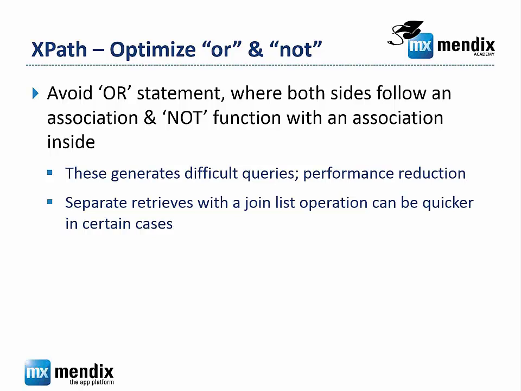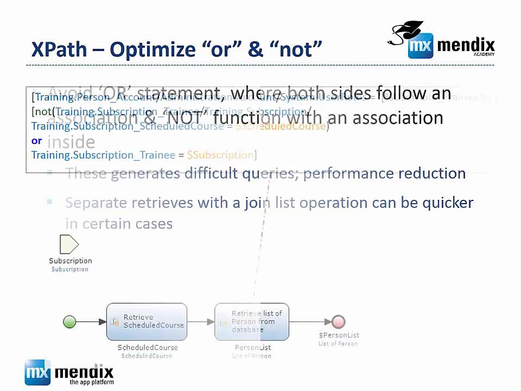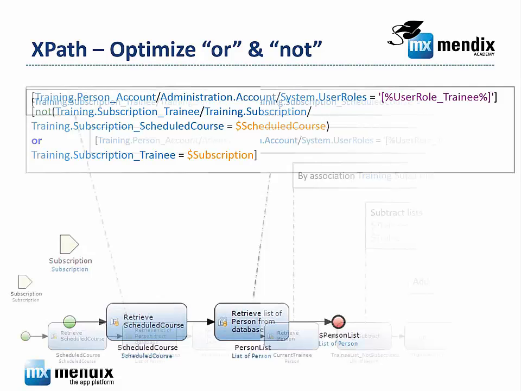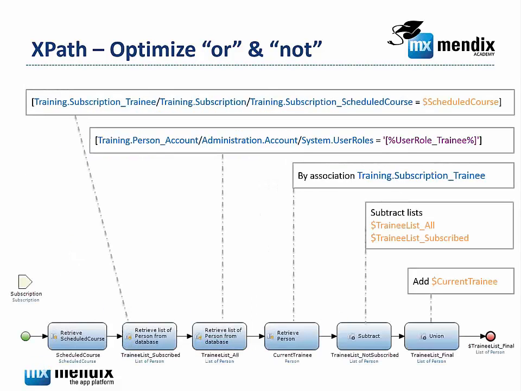And sometimes it's better to actually retrieve multiple objects and do list operations rather than do one large, complicated XPath constraint. So here's an example of a very, very large XPath constraint. So you want to retrieve the trainees that are not in the scheduled course or not in the subscription trainee. So this is, I mean, just even by an XPath query, it's complicated. And if you translate all this into SQL, it's even more complicated.